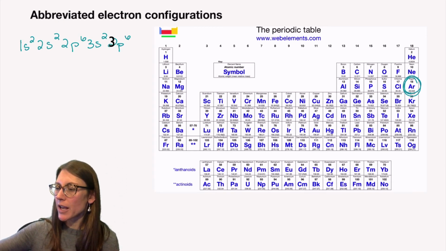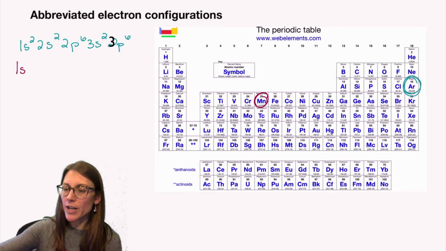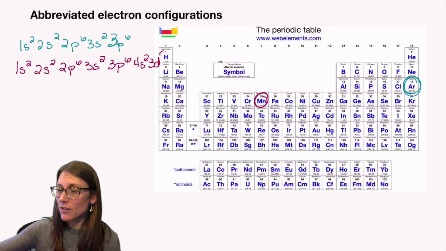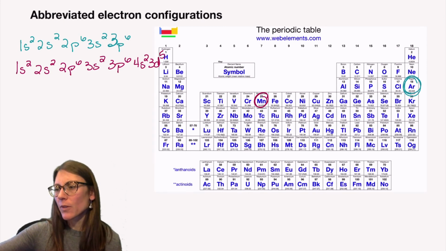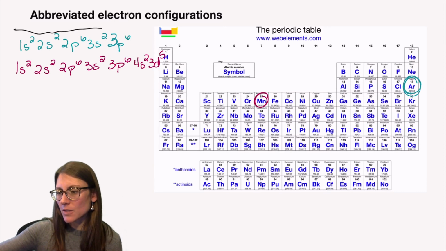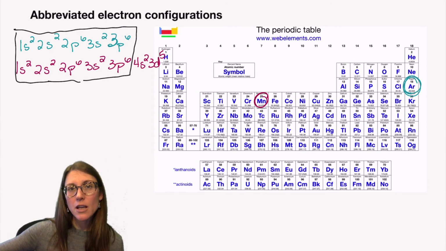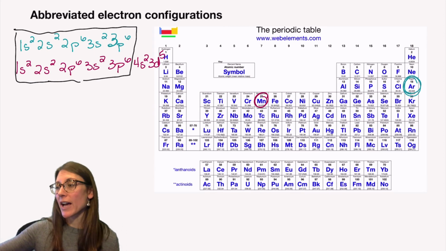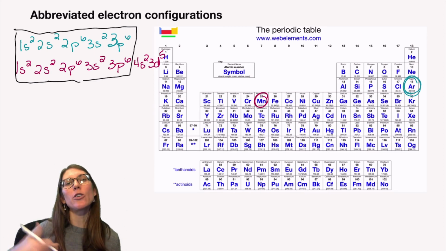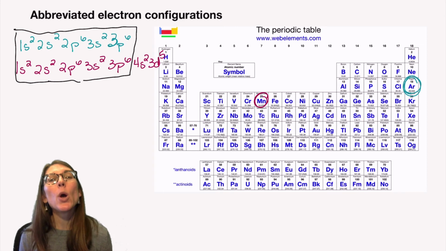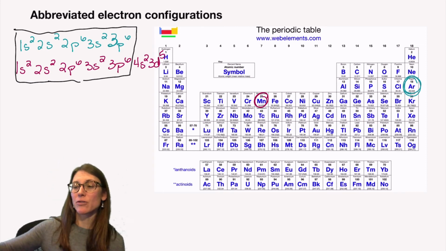Let's take this next one and let's make it manganese. And so this one is 1s2, 2s2, 2p6, 3s2, 3p6, 4s2, 3d5. Can I point something out? The beginning of this is the same. The beginning of manganese has the same electron configuration as the noble gas argon. And so we will use our noble gases because their electron configurations are a part of elements that are larger than them. We will use noble gases to form an abbreviated electron configuration.